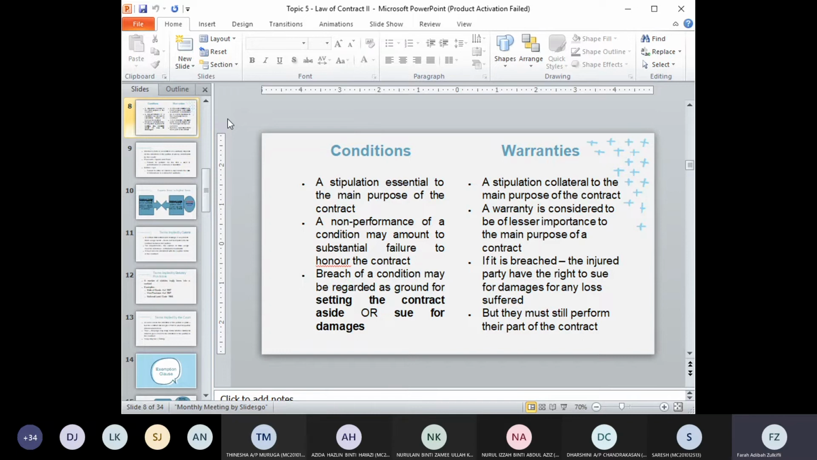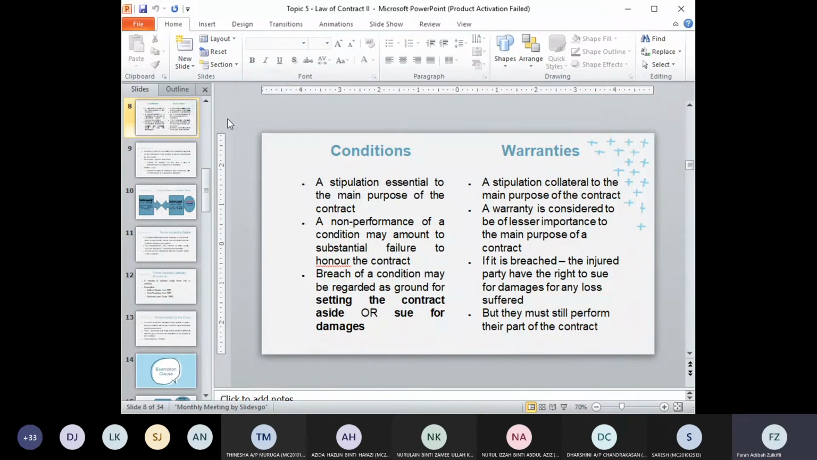So if a contract becomes useless, the other party who is the victim of the breach can end the contract, set aside the contract, or also sue for damages. But if the clause is only a warranty, a warranty is a stipulation collateral to the main purpose of the contract. It is part of the contract, but it is not as important as the conditions. It is of lesser importance to the main purpose of the contract. So if it is breached, the injured party, the victim, cannot treat the contract as ended, but can only sue for damages for any loss suffered. But still, they must perform their part of the contract.